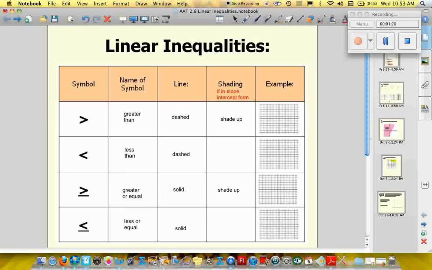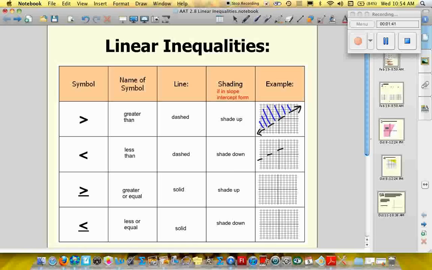This would look like a dotted line. If it's shaded up, it would look something like this. So that would be my solution region. If I had a less than, again, I have a dotted line, but this time it would be shaded down.